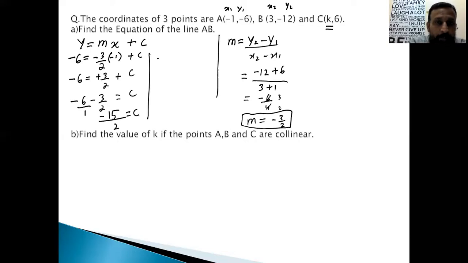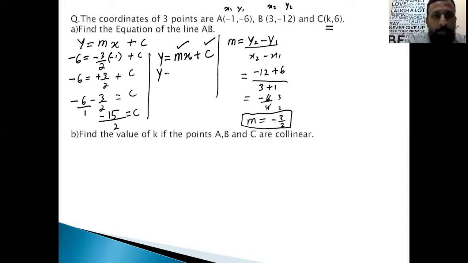Now the required equation of the line will be y equals mx plus c. Finally, we will be plugging in the value of m and c. So we have y equals, the gradient is negative 3 upon 2, x, and the y-intercept is negative 15 upon 2.